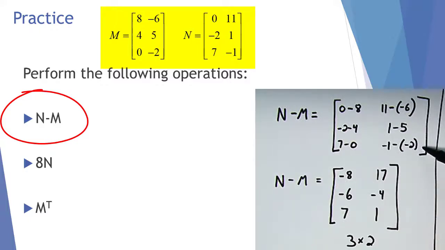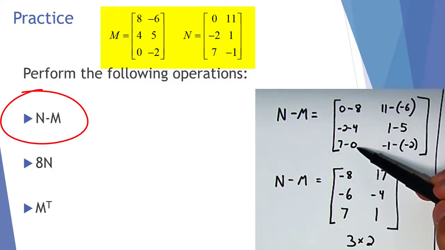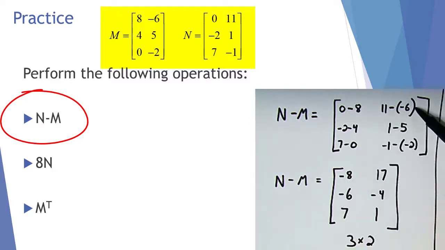And if you do that, then you'll end up with negative 8, negative 6, 7 in the first column, and 17, negative 4, and negative 1 plus 2 is 1 in the bottom right. That's what you should get. And again, we started out with two 3 by 2 matrices. We end with a 3 by 2 matrix.